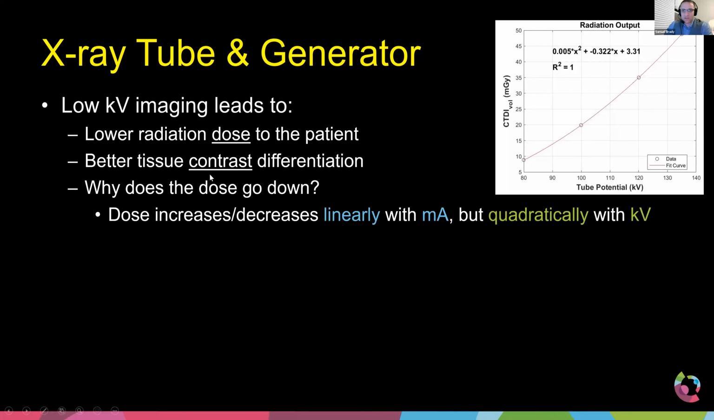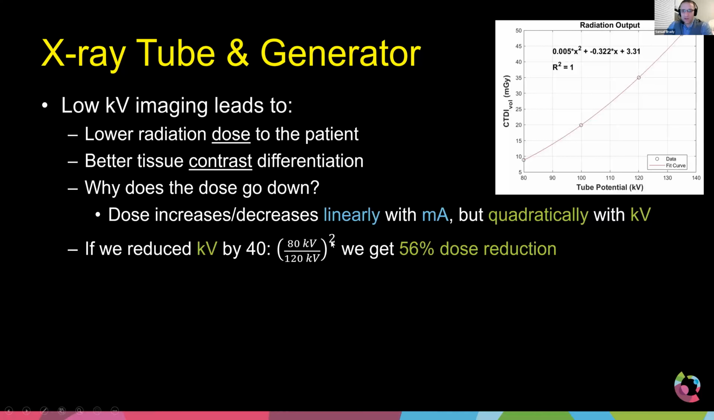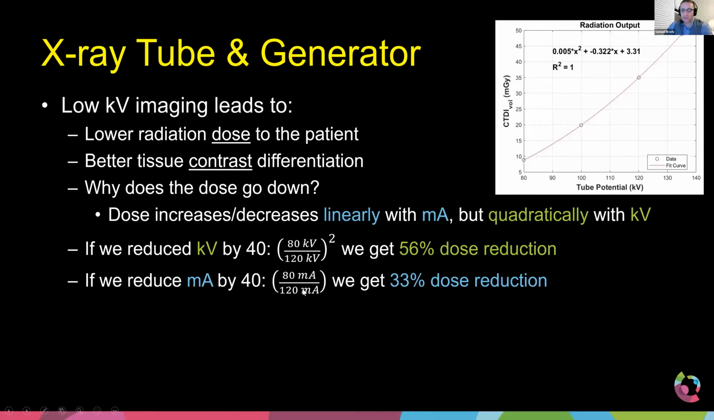So why does the dose go down when we lower the KV? Well, mathematically, dose changes as a quadratic with KV. It's a squared value. So let's take an example. If I want to reduce my KV from 120 to 80, so I've reduced it by 40 points, I divide 80 by 120 and square it, and I get a dose reduction of around 56%. We know that MA, or radiation dose, changes linearly. So if I make that same change, 80 MA versus 120 MA, because it's not a square value, not quadratic, I only get a 33% dose reduction.